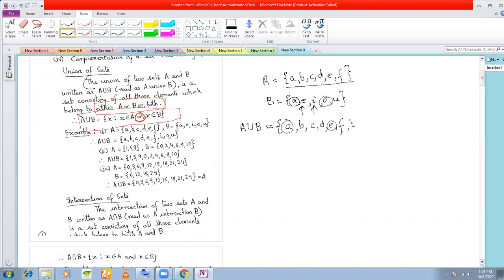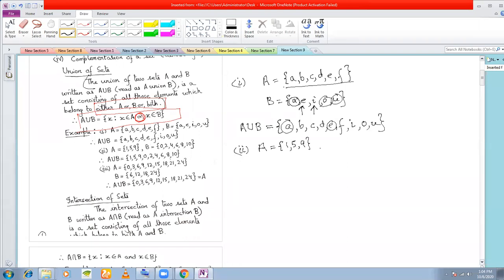O is an element of B. Here, is it written in A union B? No, so I'll add an O. U is an element of B. Is it written in A union B set? No. So I'll add a U. So this is your A union B. Clear? Yes, sir. Let us see the next example.